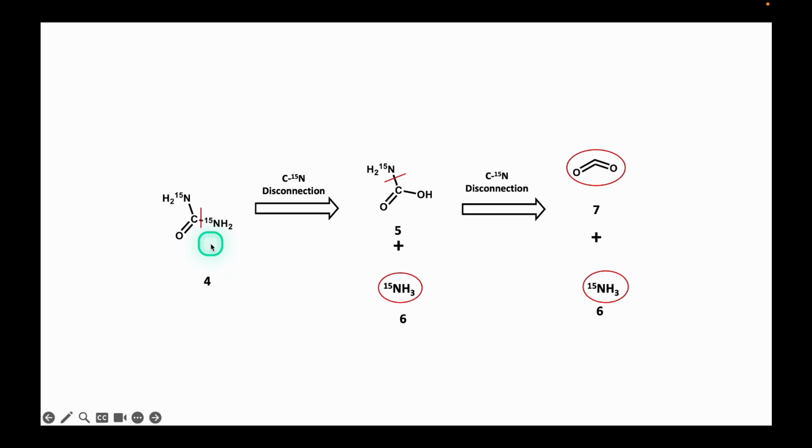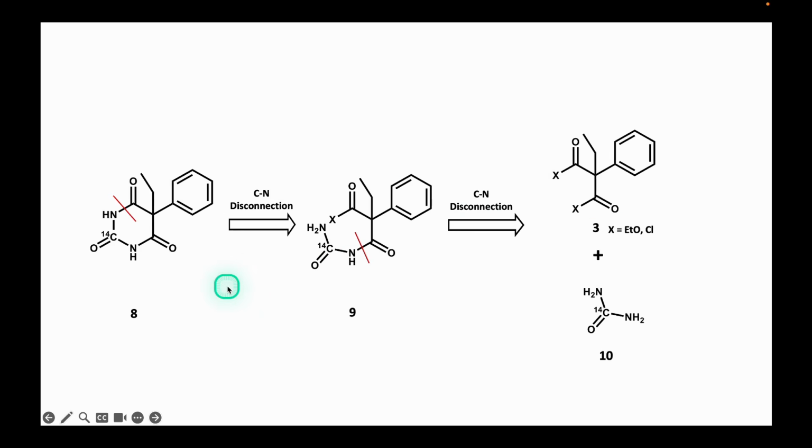A carbon-nitrogen disconnection in the labeled urea generates the labeled carbamic acid 5 and the labeled ammonia-6 as raw materials. A carbon-nitrogen disconnection in the carbamic acid generates carbon dioxide and the labeled ammonia-6, both as raw materials. Next, the retrosynthesis of phenobarbital labeled with carbon-14 is presented.